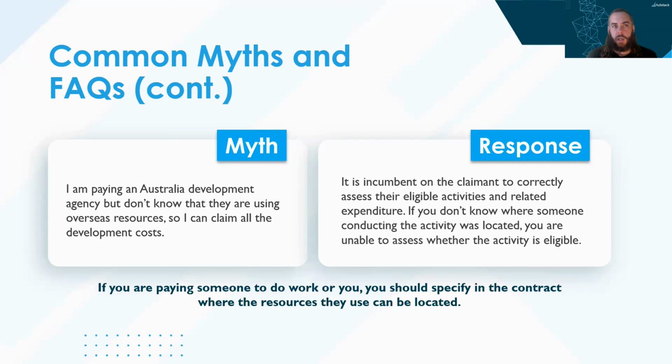Now, some people say, well, if I'm hiring a contractor or a third party to do my development for me, I can't dictate where their employees are located. And my response to that is, well, you can. If you're paying someone to do something for you, you can specify in the contract. If I'm a founder and I want to claim my R&D activities, then I'm going to make sure that those activities are eligible, that they're being done in Australia. If I'm contracting those out, then I'm going to specify in the contract that if I'm paying you, you can only use people located in Australia.